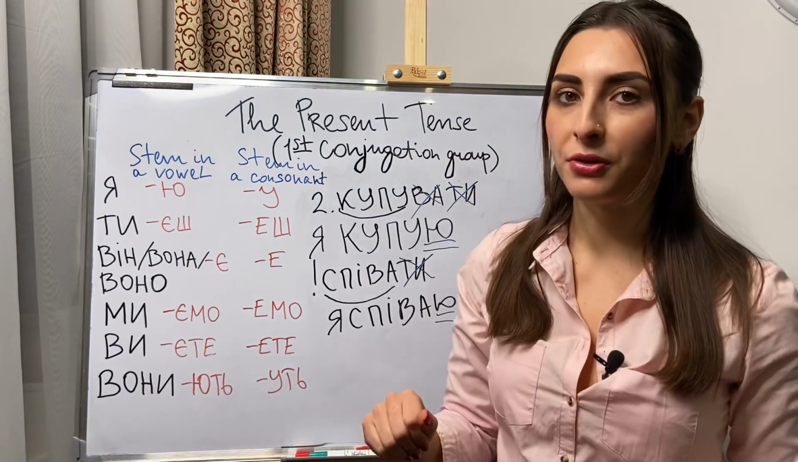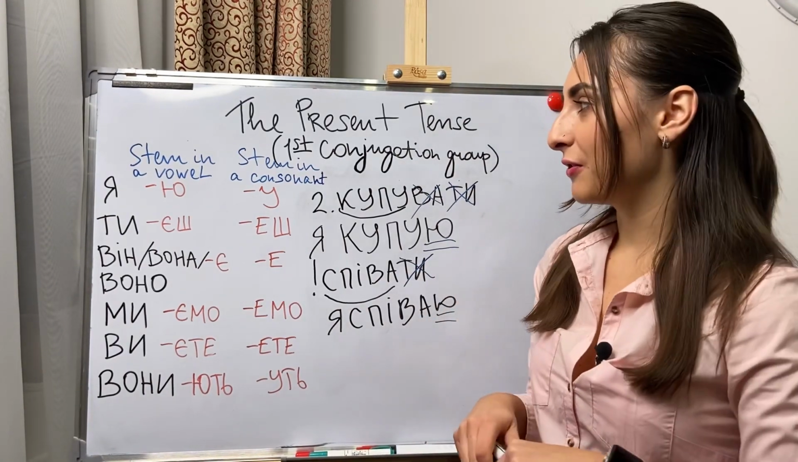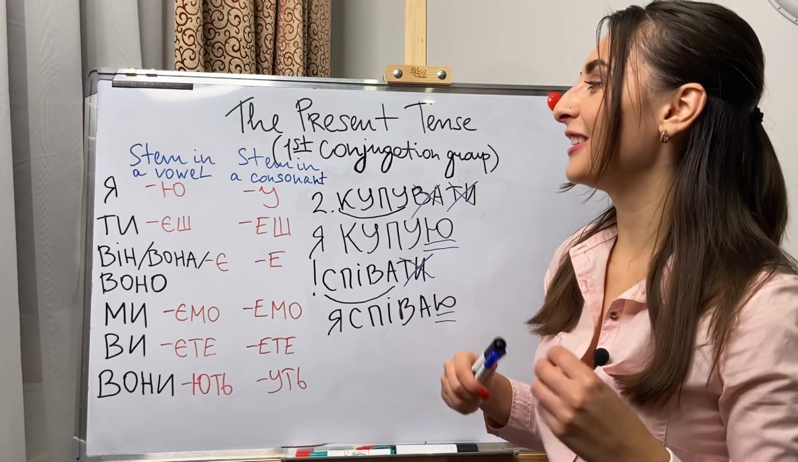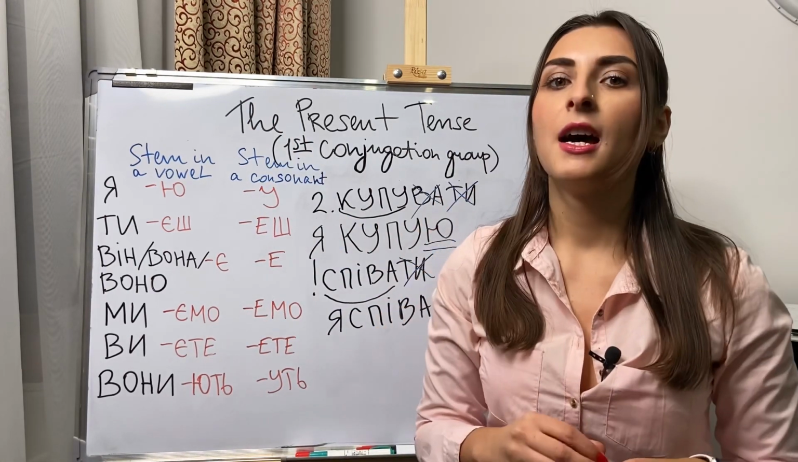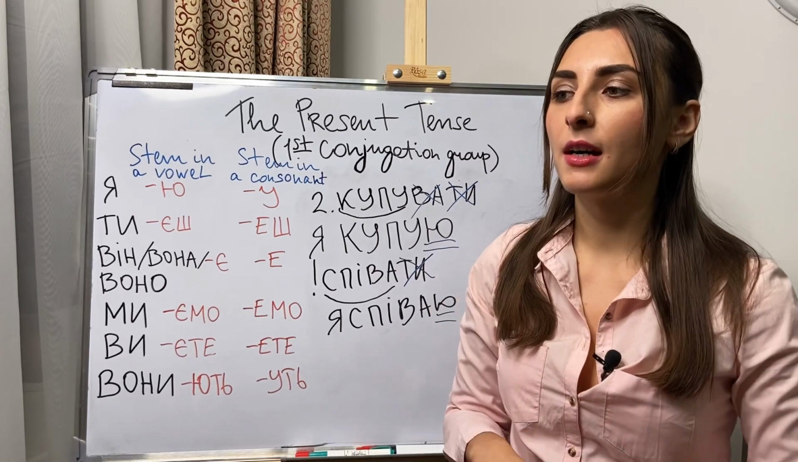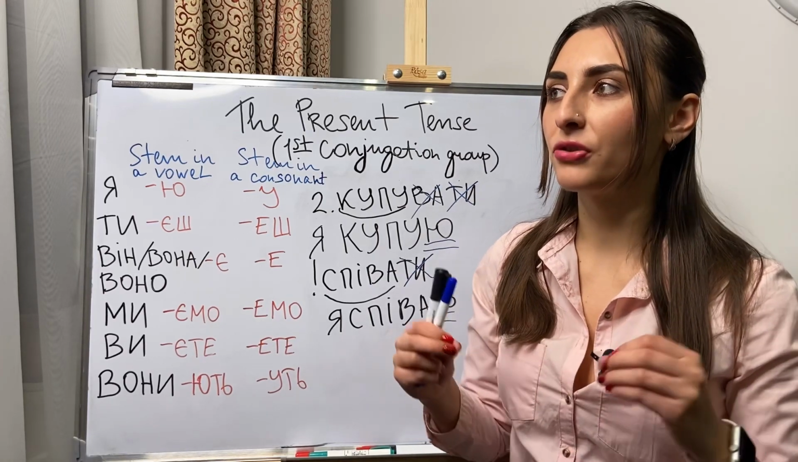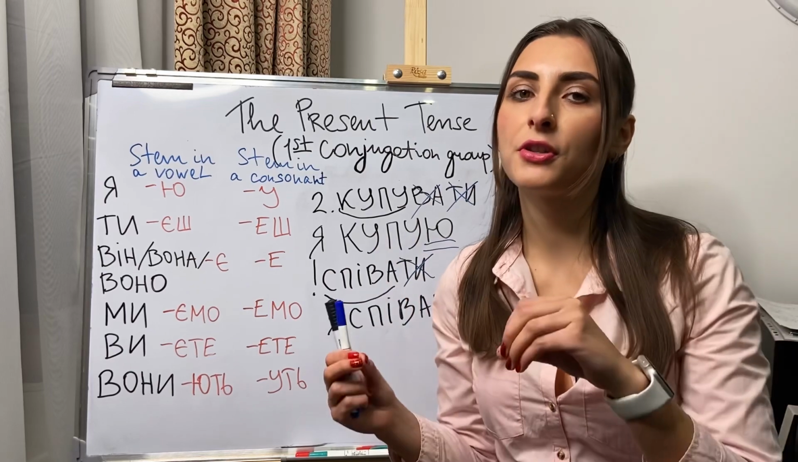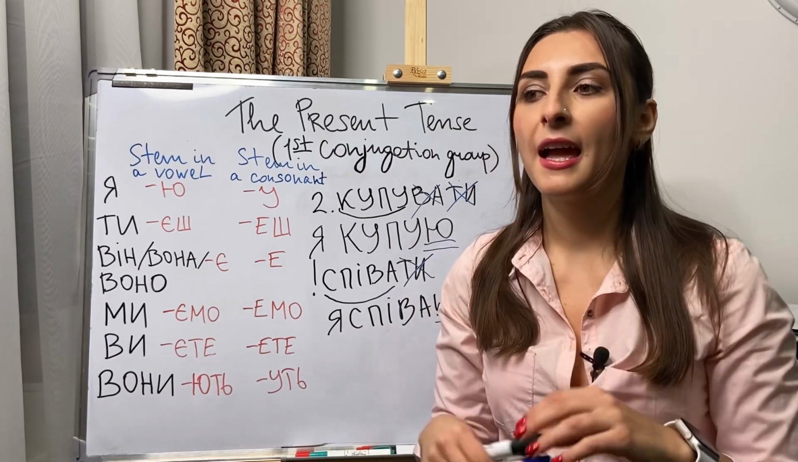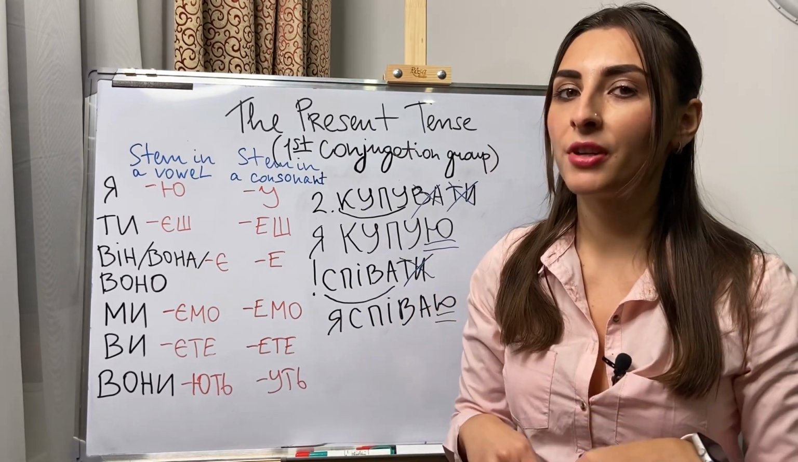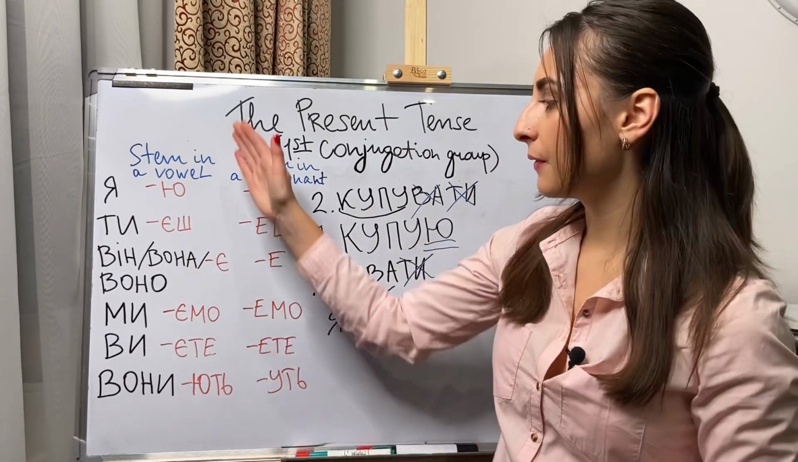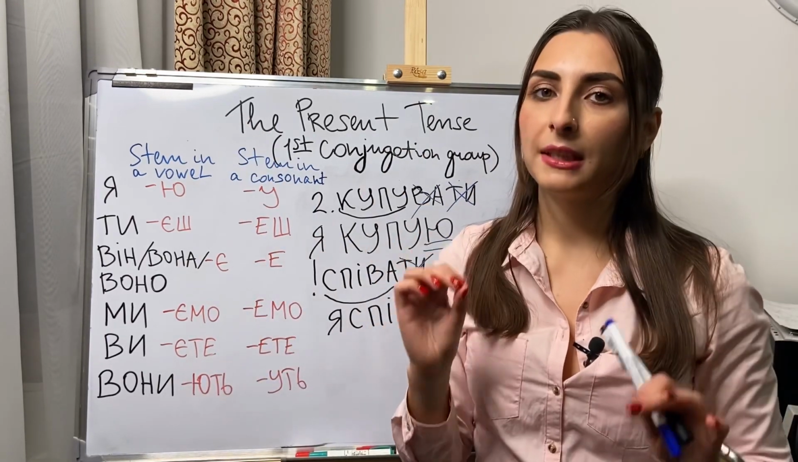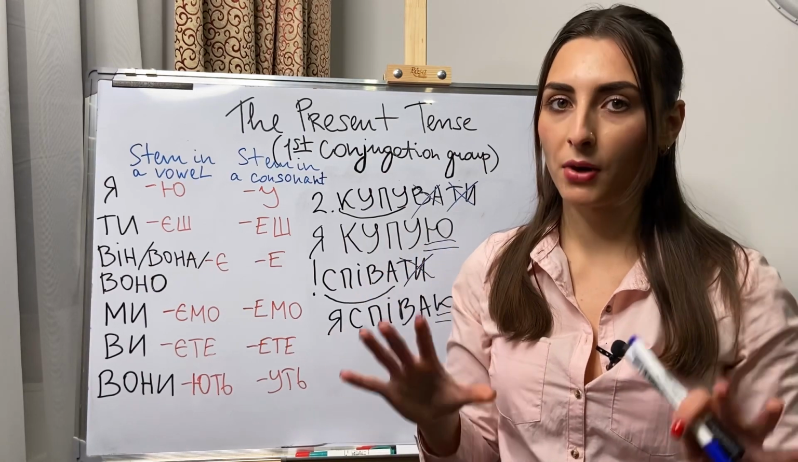Okay, so you can ask me, Ina, why do we usually use these first types? I want to tell you that many Ukrainian verbs belong to the first conjugation group. And many Ukrainian verbs have this kind of endings of this first type. Please pay attention, that's very important.